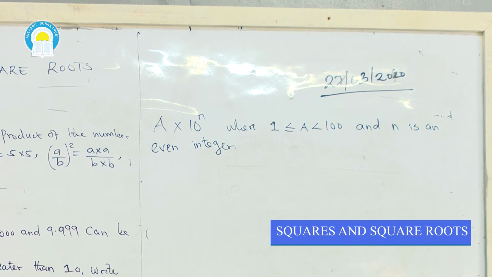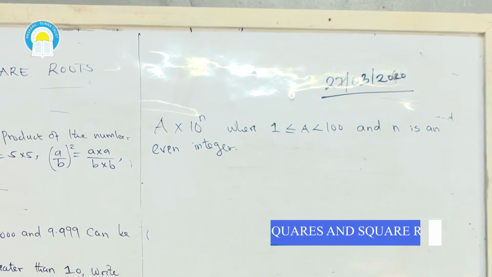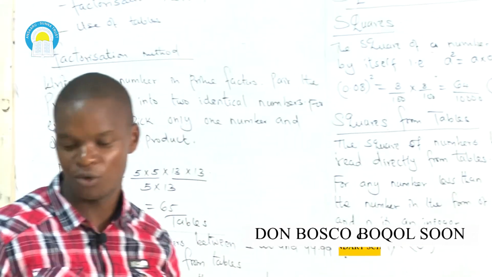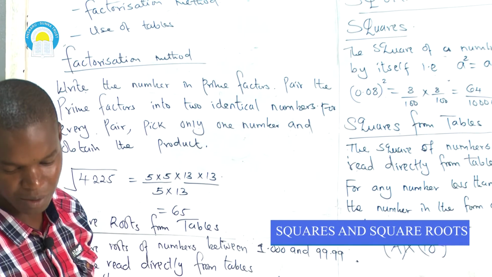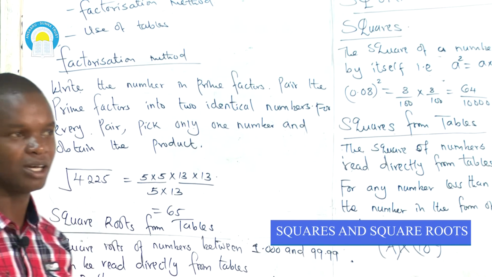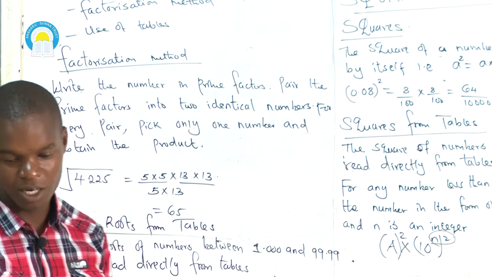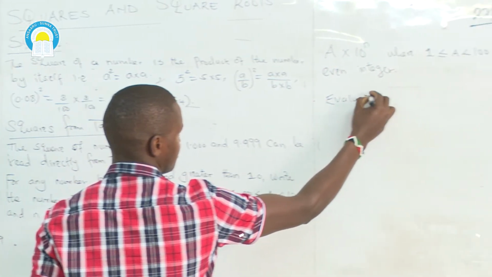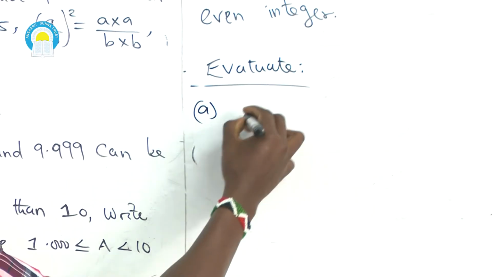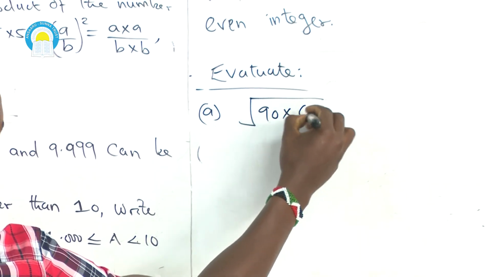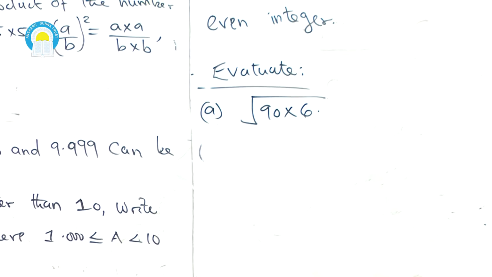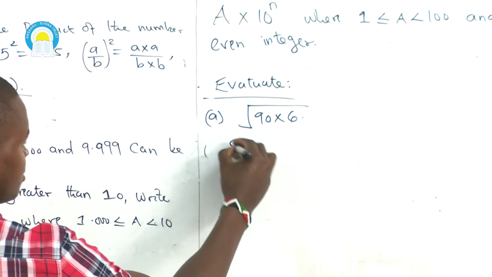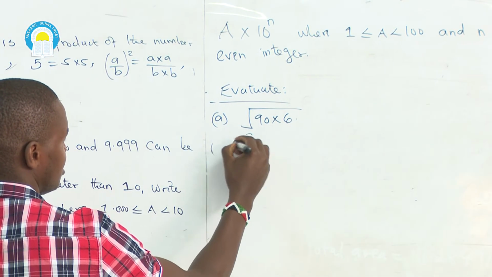Now, we want to see general examples on the old topic of squares and square roots, some 4 or 5 examples. Then I will give you some exercises so that you can try and see whether you can find the solution. Now, we are told to evaluate A, the square root of 90 times 6. Let's look at the solution.